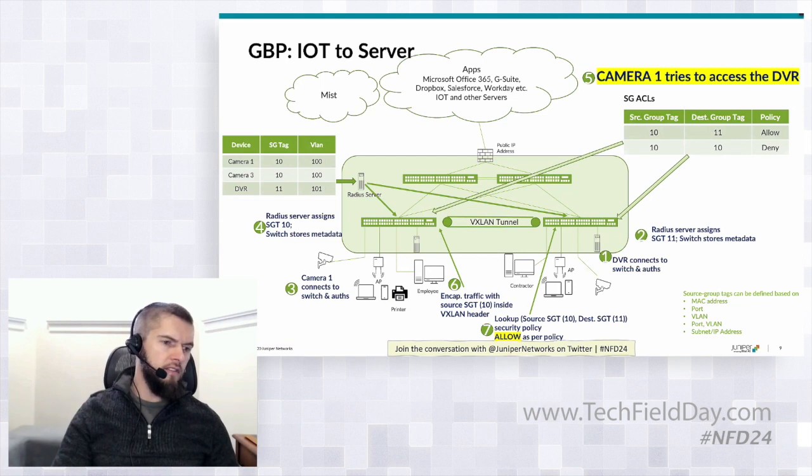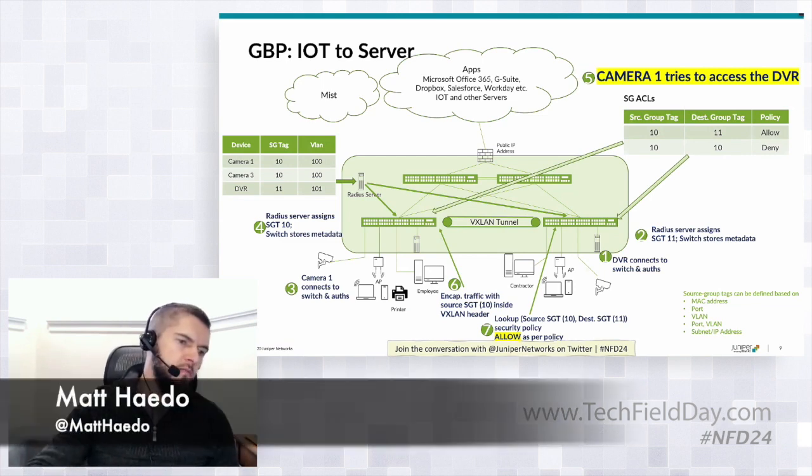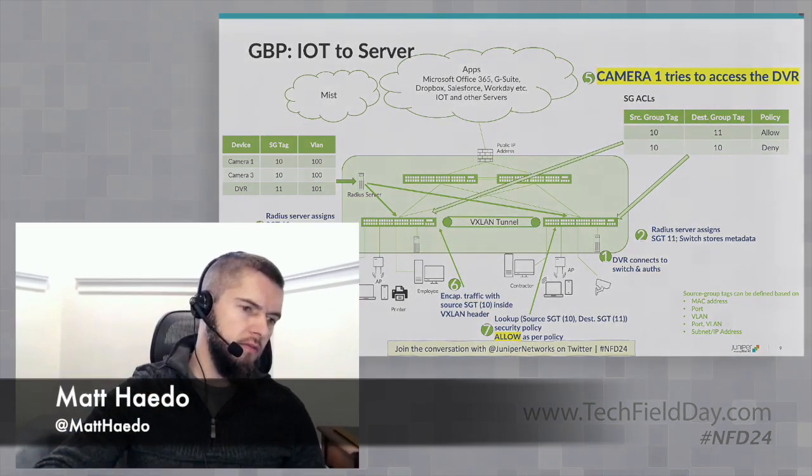Can all of this, pardon the interruption, be managed through the Mist dashboard, or are there other management tools that must be used for this type of configuration? Yeah, so there are multiple ways to manage this. This can be done on the switches themselves, or we can manage it from the Mist cloud as well.